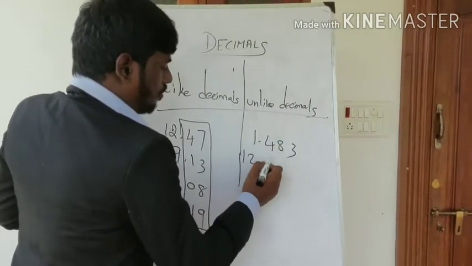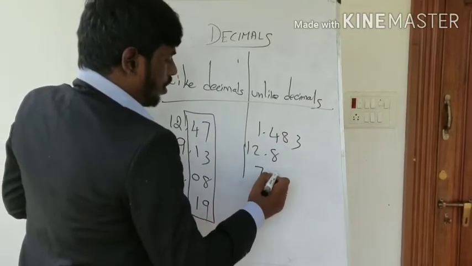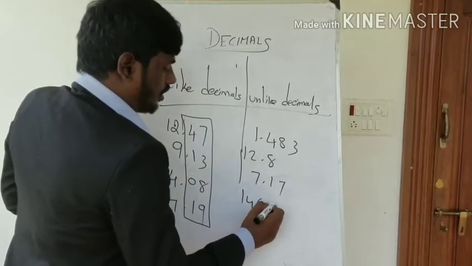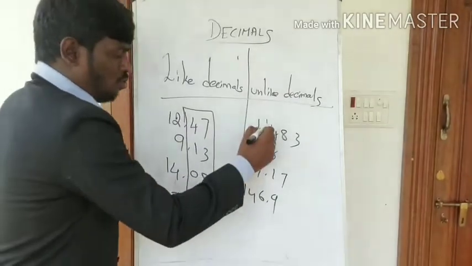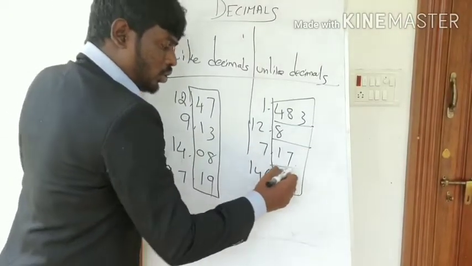1.483, 12.8, 7.17, 146.9. So when we look at this decimal part, here we have 3 decimal places, only 1, 2, again 1.